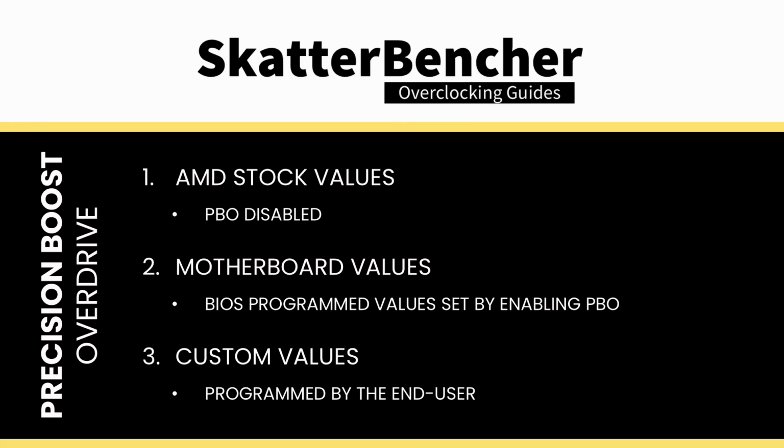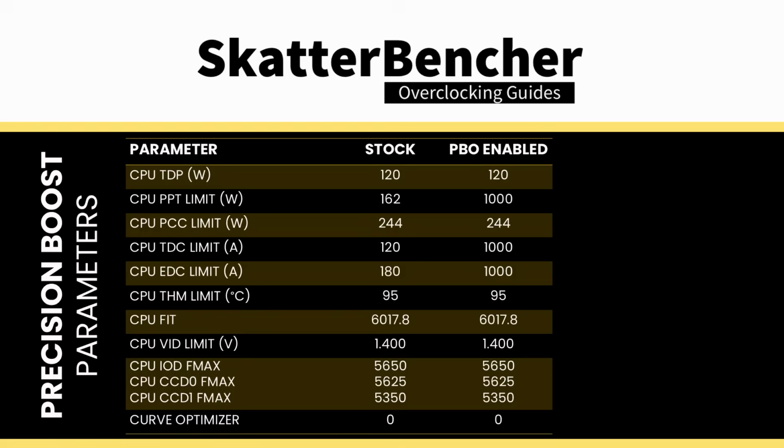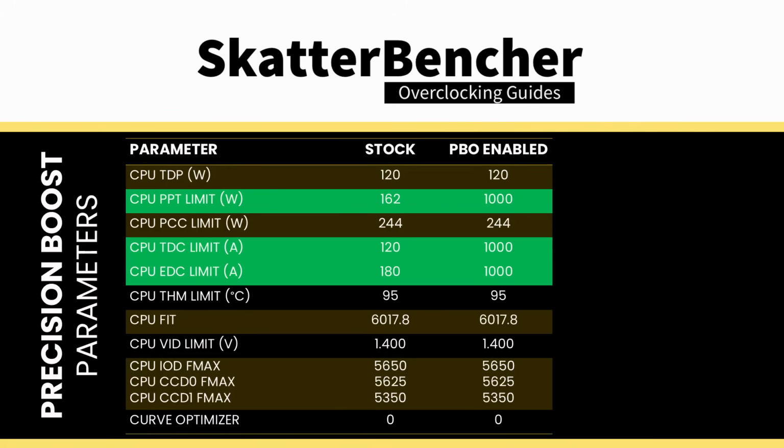There are essentially 3 levels of Precision Boost Overdrive. In this overclocking strategy, we're just enabling Precision Boost Overdrive, whereas in the following strategies, we'll explore tuning the parameters. By enabling Precision Boost Overdrive, we rely on the motherboard pre-programmed PBO parameters. We find that the following values have changed. Increasing the PPT and, to a lesser extent, the TDC and EDC limit will help unleash the frequency in multi-threaded workloads previously limited by the PPT.